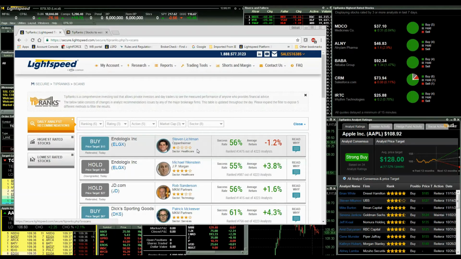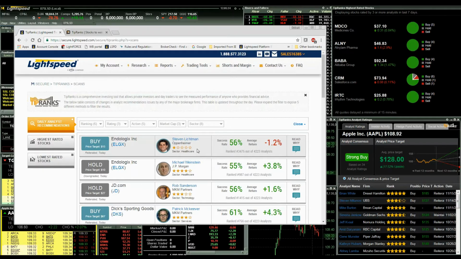Now, if you look on the right side, you will see that if you followed his ratings historically, you would have lost on average 1.2% every time he recommended to buy or to sell a stock, meaning that following his advice might not be the smartest move you can do, unless, of course, you have other reasons why you should invest in Endologic.